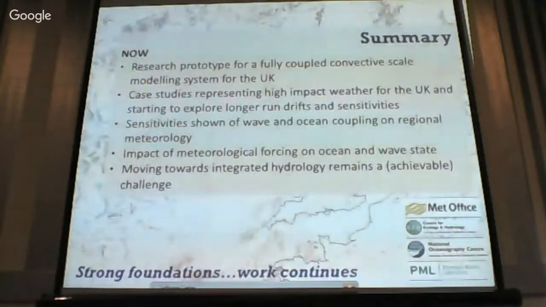So just to summarise, in the UK we've got this research prototype of a fully coupled convective scale system. We're looking at case studies now, starting to look at longer-scale work to really be able to characterise the impact on weather forecasting, ocean forecasting, and land predictions. And we're on the journey towards more integrated hydrology. I'd say it remains unachievable, but it remains a challenge all the same.